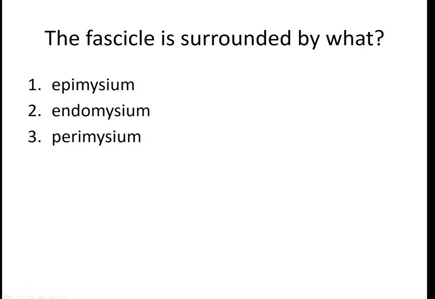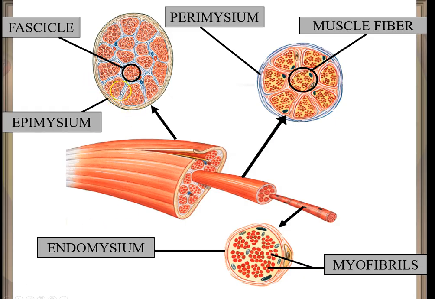So let's go back real quick. All right, so you guys said this was a muscle, these were fascicles. Okay, so we pulled out a fascicle, did a cross-section around there, and you told me it was the perimysium. All right?